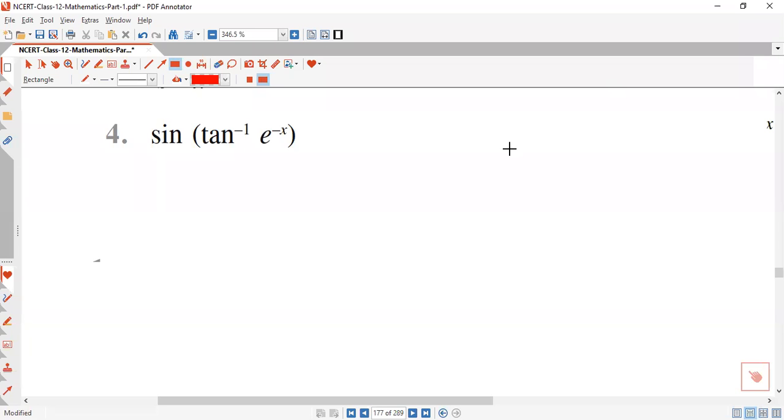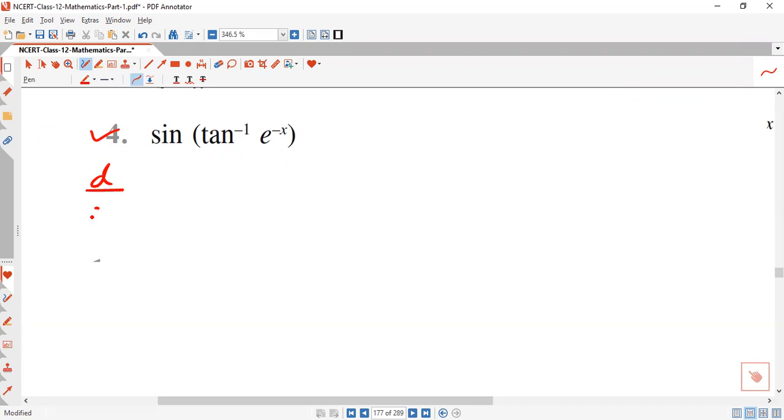Now, question number 4. sin tan inverse e raised to minus x. See, here many steps are there. First, the sine function, differentiation of sine. You know the differentiation of tan inverse and e raised to minus x are there.